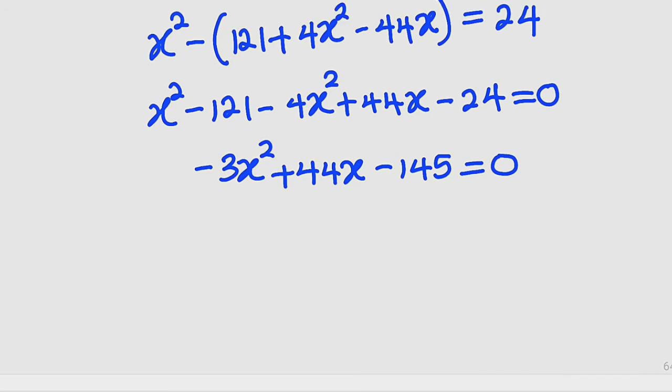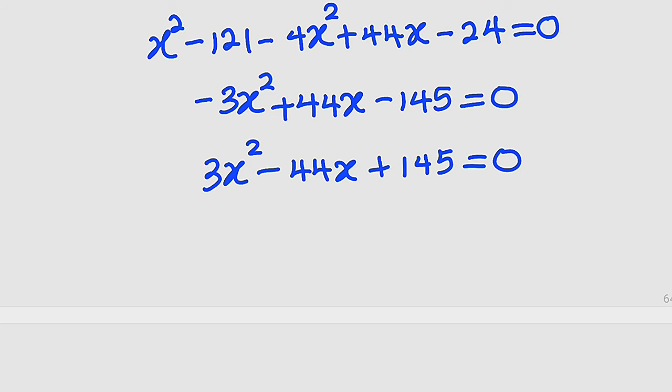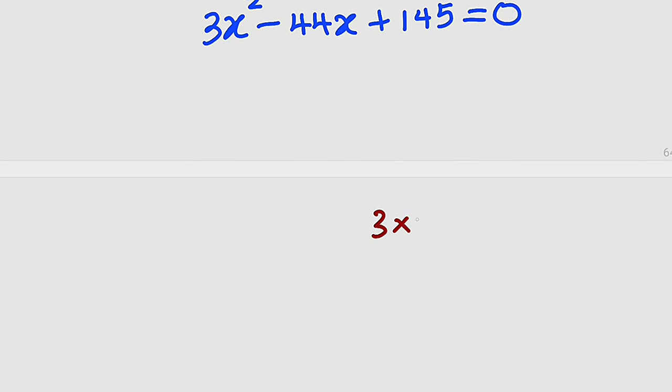Let us multiply every single term by a negative sign. So we have 3x squared minus 44x, then plus 145 equal to 0. Now this is a quadratic equation. I think it can be factorized. First of all, we are going to take the leading coefficient and multiply it with the constant term, which is 145. So let me do it elsewhere. We have 3 multiplied by 145. This is equal to 435.